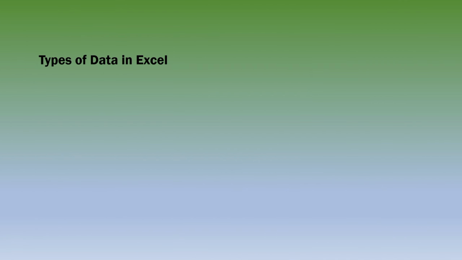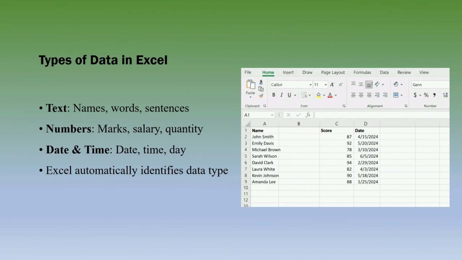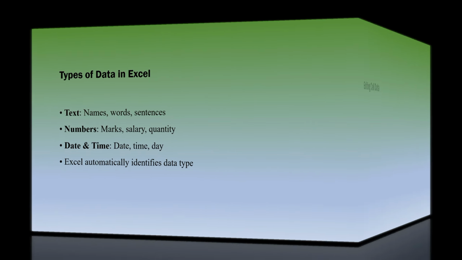In Excel, we can enter different types of data. Text data includes names and words. Number data includes marks, salary, or quantity. Date and time data includes dates and time values. Excel automatically understands the type of data we enter.